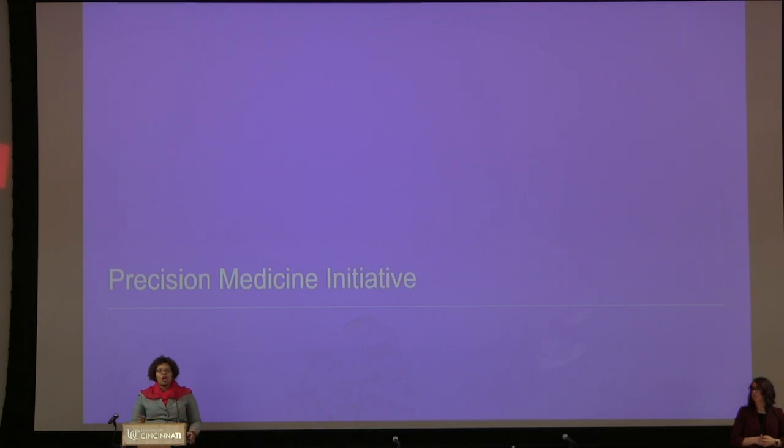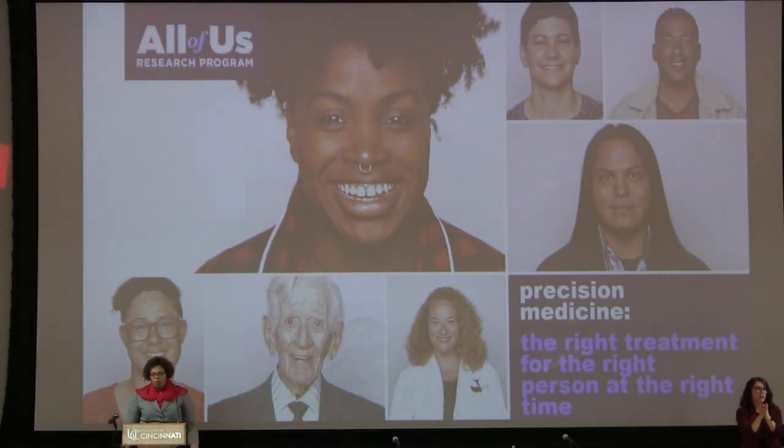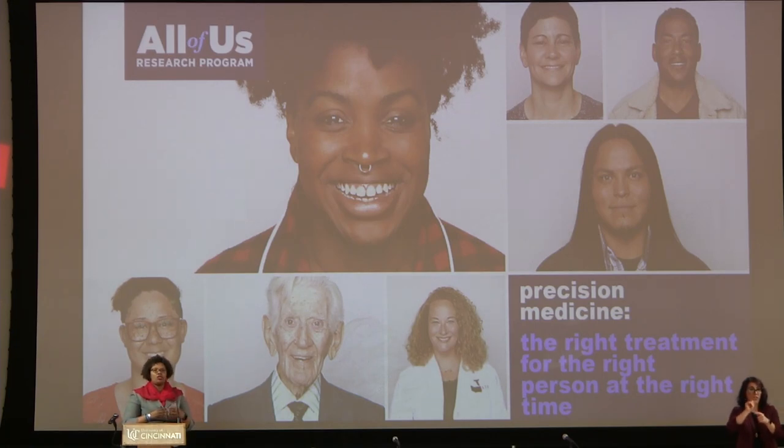So to talk about the All of Us Research Program, you have to talk about the Precision Medicine Initiative. So let's start there. Precision medicine at its core is a democratic endeavor. It's about tailoring medical treatment to the needs of an individual and their specific situation, whoever and wherever they are. It's the right treatment for the right person at the right time.